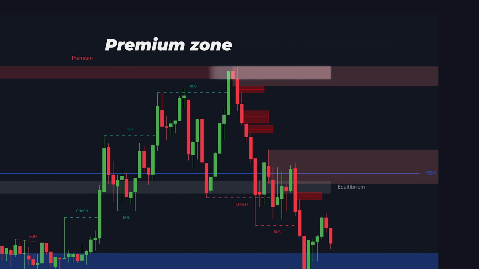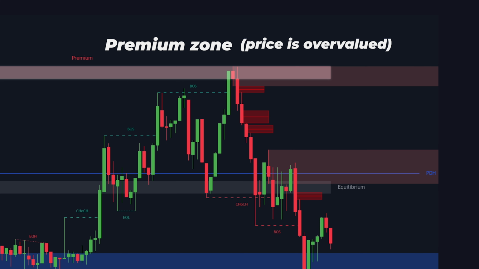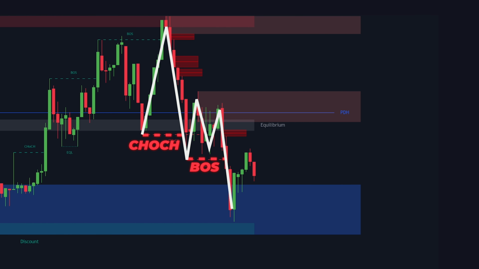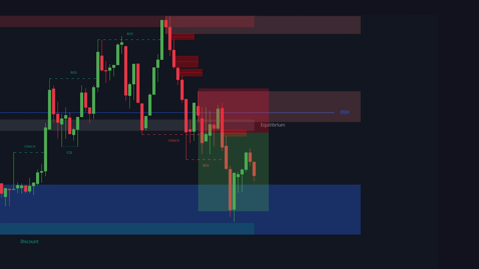As price pushes higher, we move toward the premium zone, the red shaded region at the top. Here, price is considered overvalued. Institutions typically start taking profits or placing sell orders in these regions. Notice how once price enters the premium area, it forms a CHOCH to the downside. That's our first hint that buyers are losing control and sellers are stepping in. Price then breaks structure to the downside again, a red BOS, confirming a bearish continuation. This shift completes the market cycle.